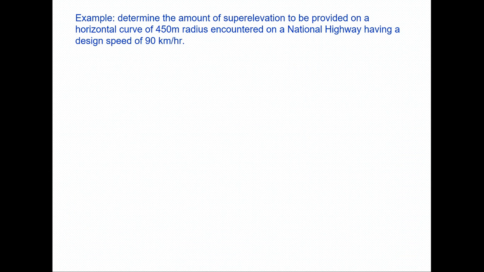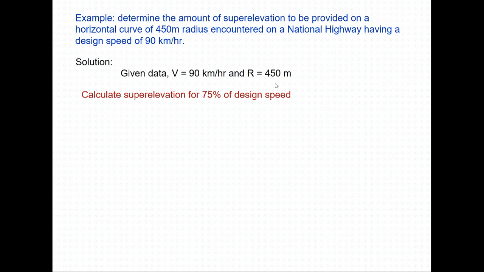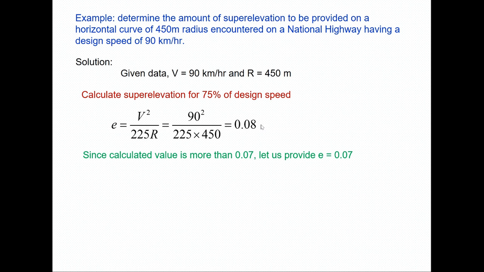Let us now take one example to illustrate the procedure of determining superelevation on a road. The question is, determine the amount of superelevation to be provided on a horizontal curve of 450-meter radius encountered on a national highway having a design speed of 90 km/h. Solution: the given data is design speed 90 km/h and radius 450 meter. First we calculate superelevation for 75% of design speed using this equation, E is equal to V square upon 225 R. That comes out to be 0.08. Now this is more than 0.07 and therefore we provide the maximum value of E equal to 0.07.